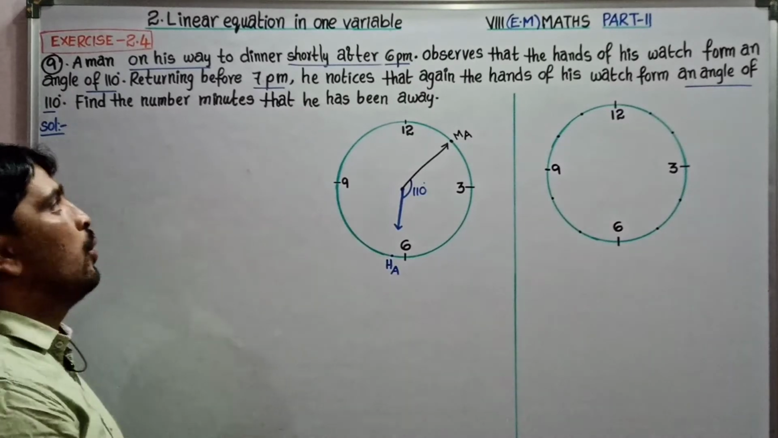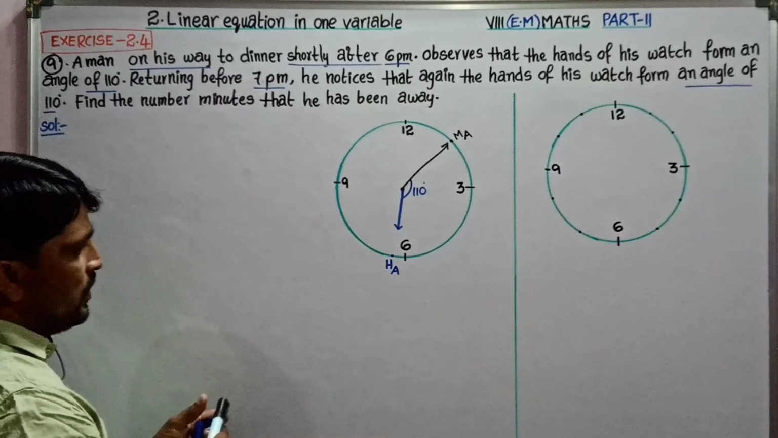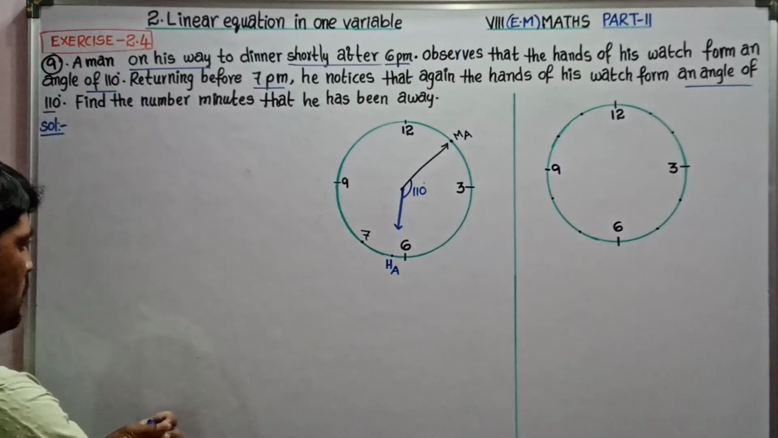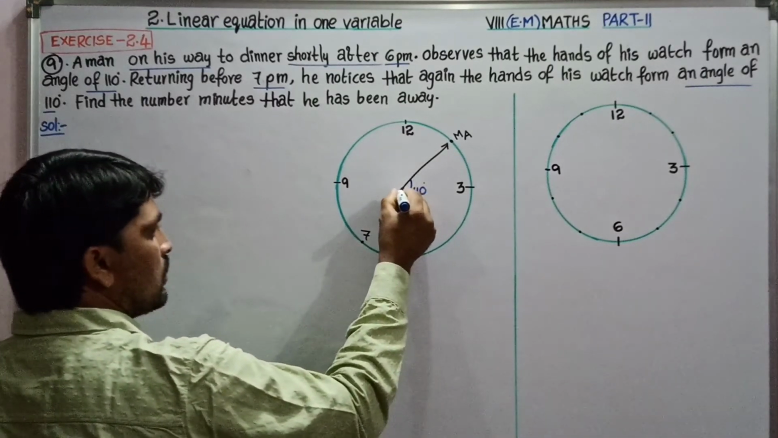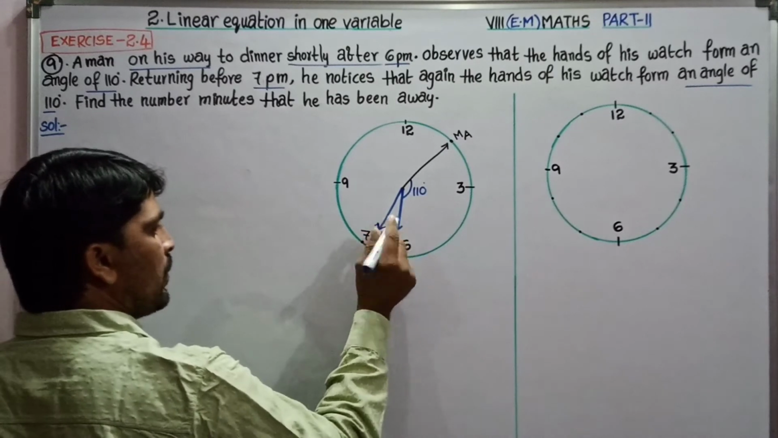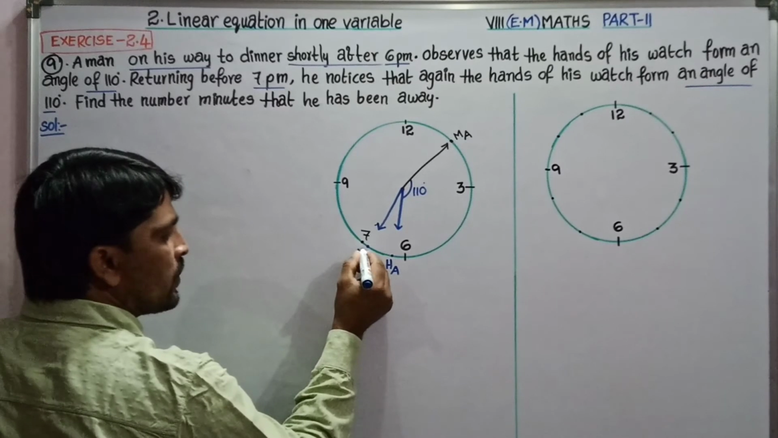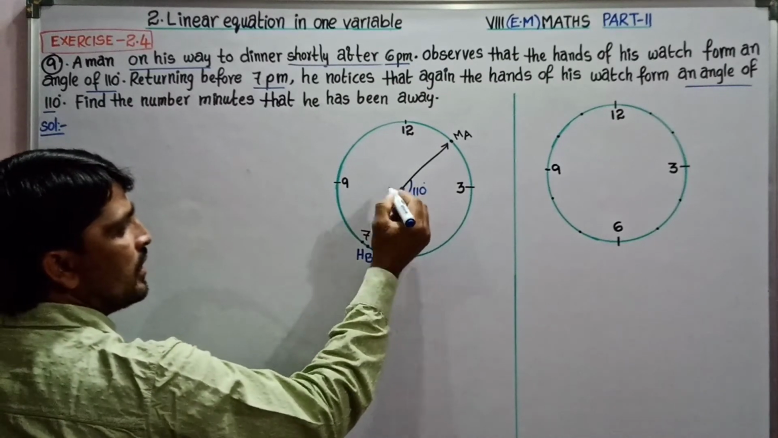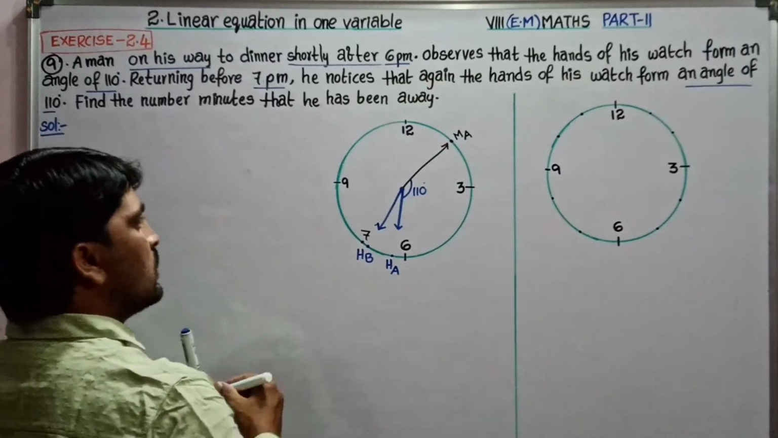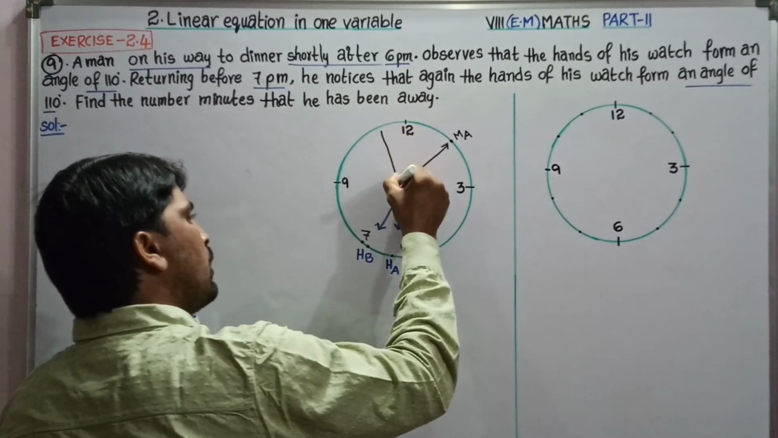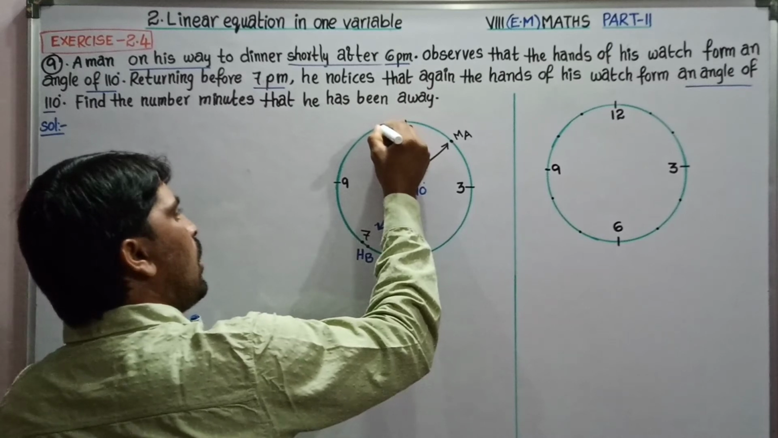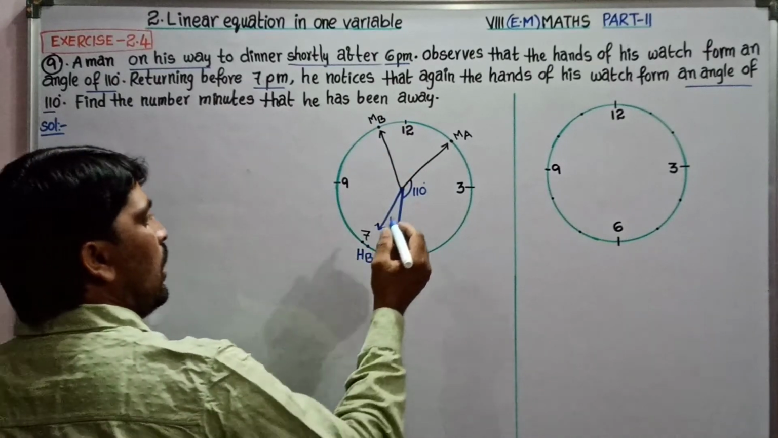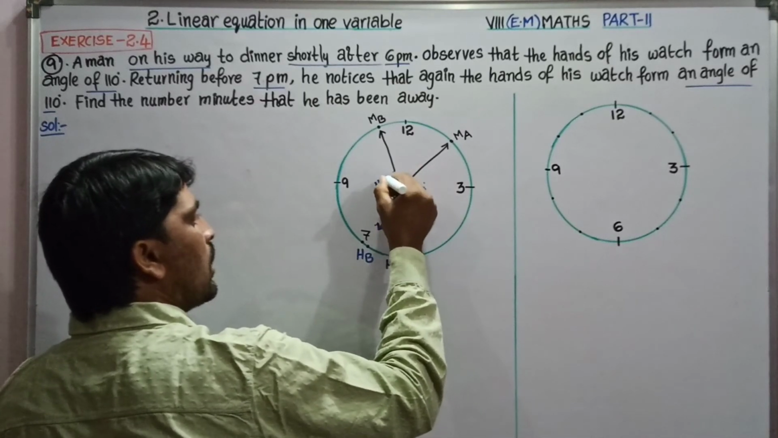He had the dinner and while returning before 7 p.m. He returned before 7 p.m. Suppose this is about 7. Okay. He returns before 7 p.m., that is close to 7. Let us suppose it is the hour hand. The position of the hour hand after completing the dinner is HB. And let us consider the position of the minute hand. The position of the minute hand after he had the dinner is MB. Okay. So again he looks at his watch and the hands of the clock form another 110 degrees.